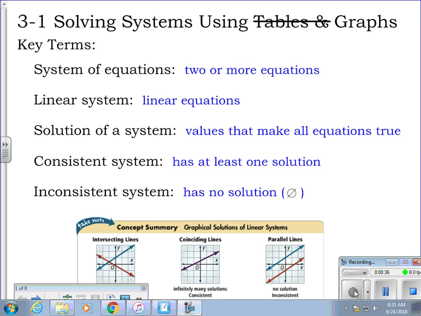We're actually going to do something near the end of this chapter called linear programming, where you have a bunch of parameters, equations showing different parameters. Using those parameters, what's your best solution? What's your best possible outcome? This is a form of system of equations.